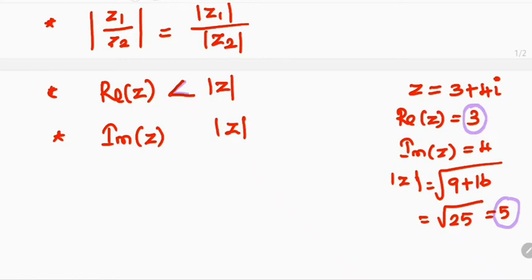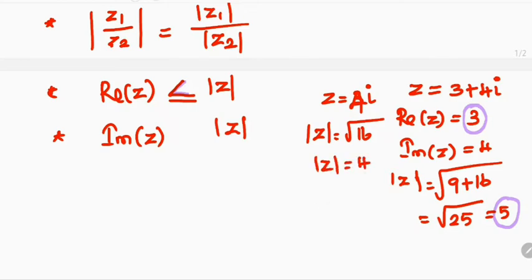So when will it be equal also? Okay, if z has only a real part, or if you consider z is equal to 4i, what is the modulus of z? It's the square root of 4 squared, that is 16, so the modulus of z is equal to 4. What is the imaginary part of z? That is 4. Okay, so sometimes it may be equal. So the real part of z is less than or equal to the modulus of z.